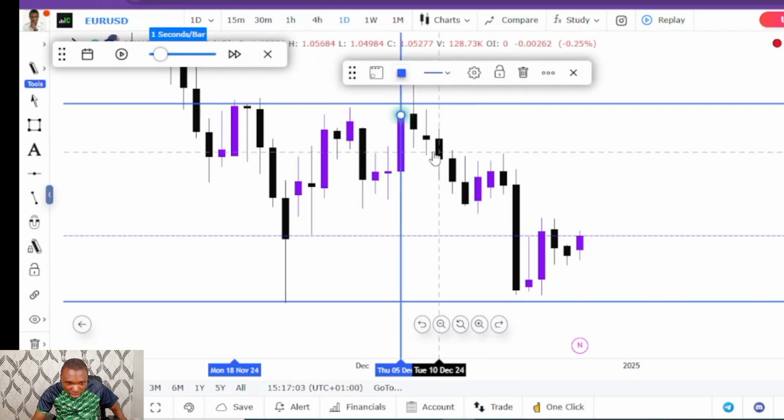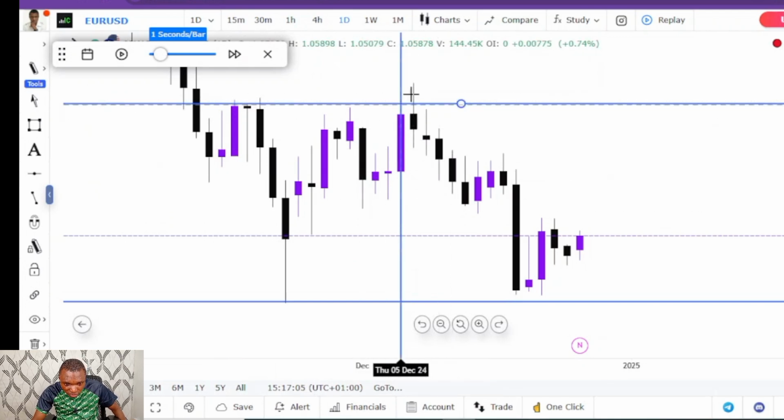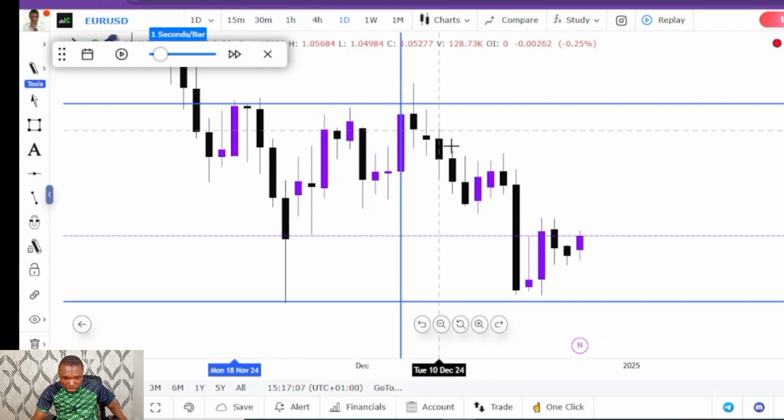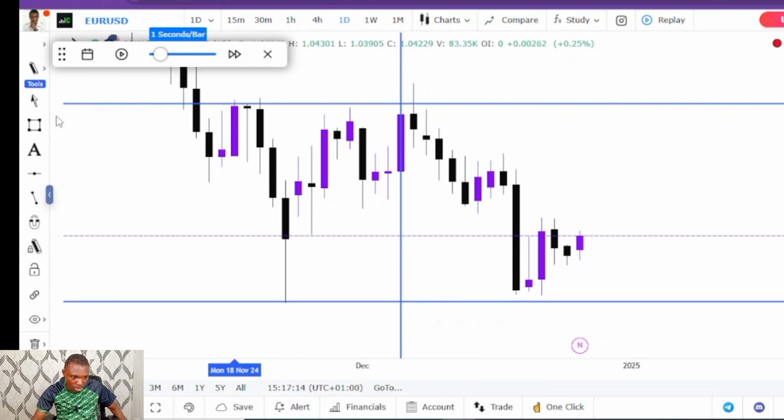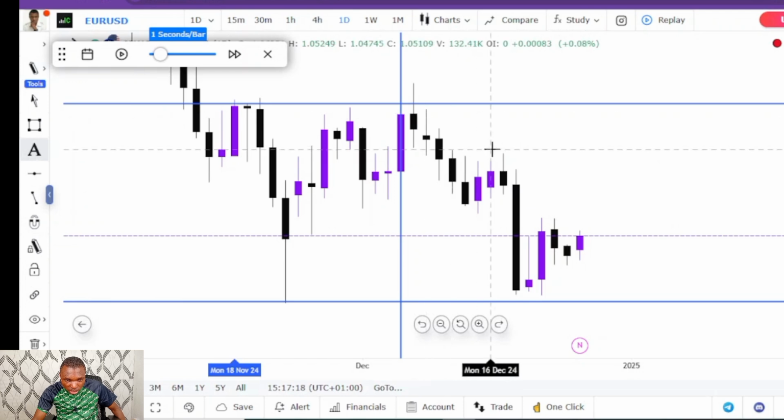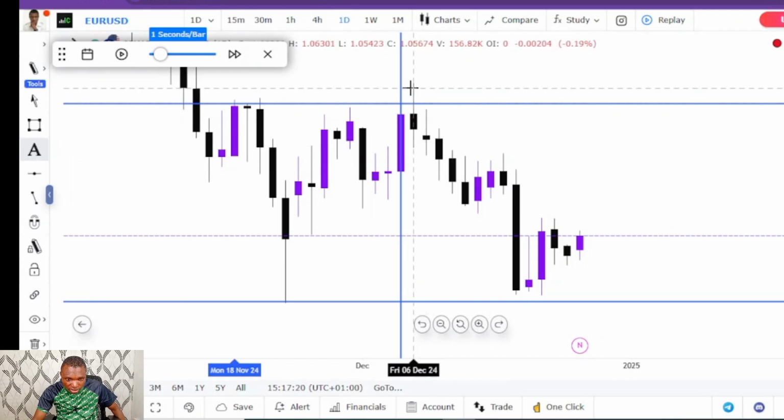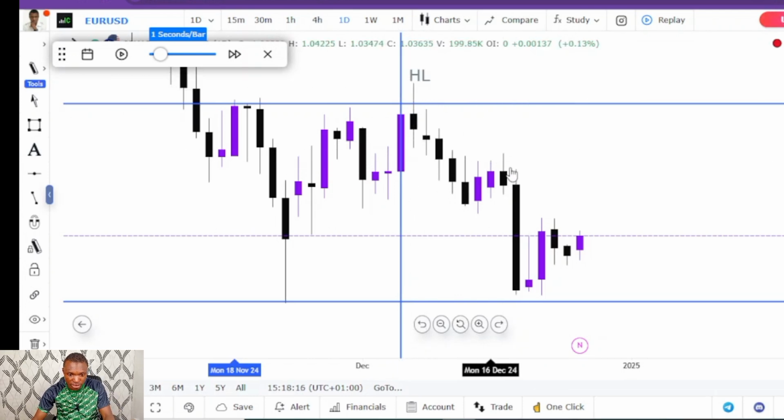Now, the last time that the market took out this high, from this point onward it became bearish, creating a lower high. So this is a high, okay, right? And here is a lower low.